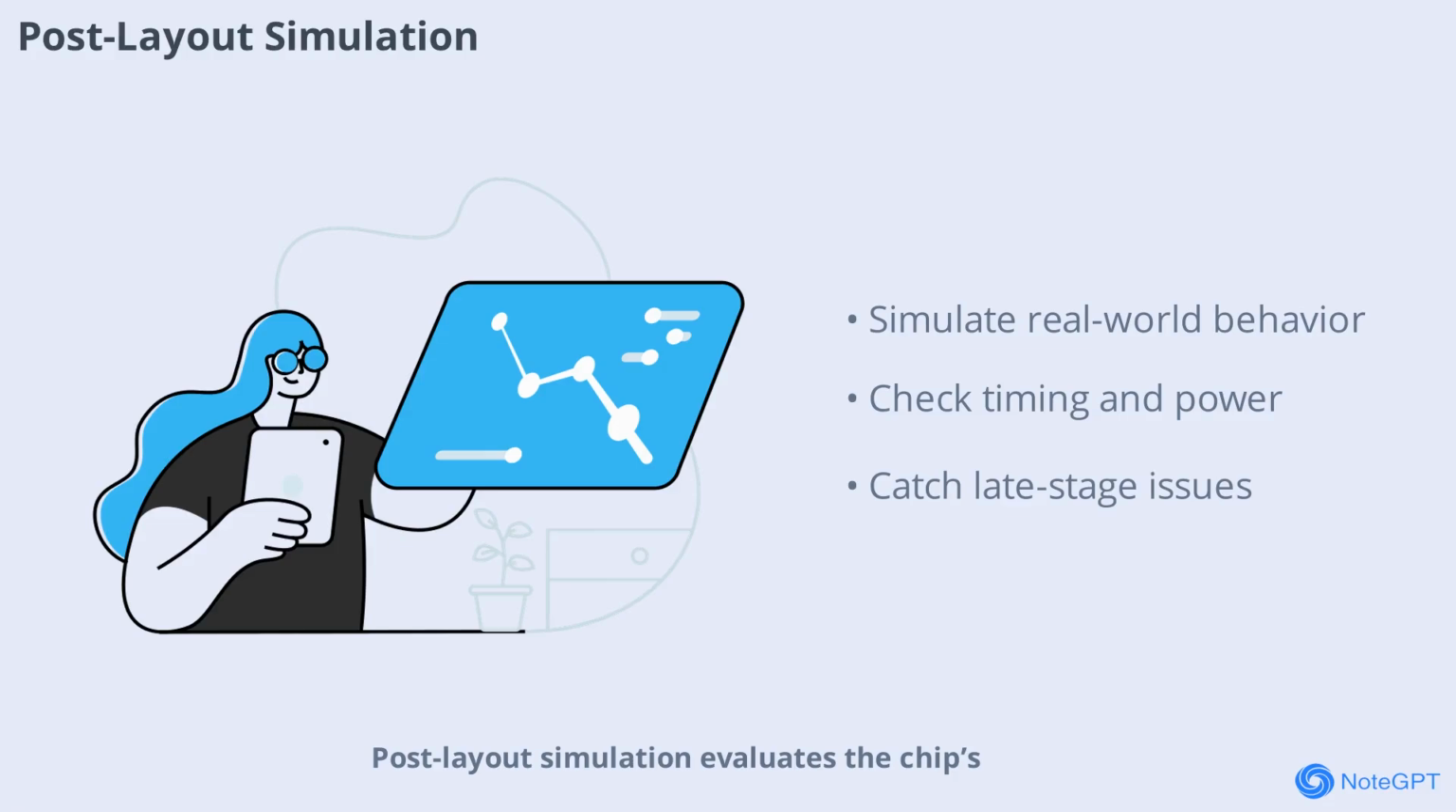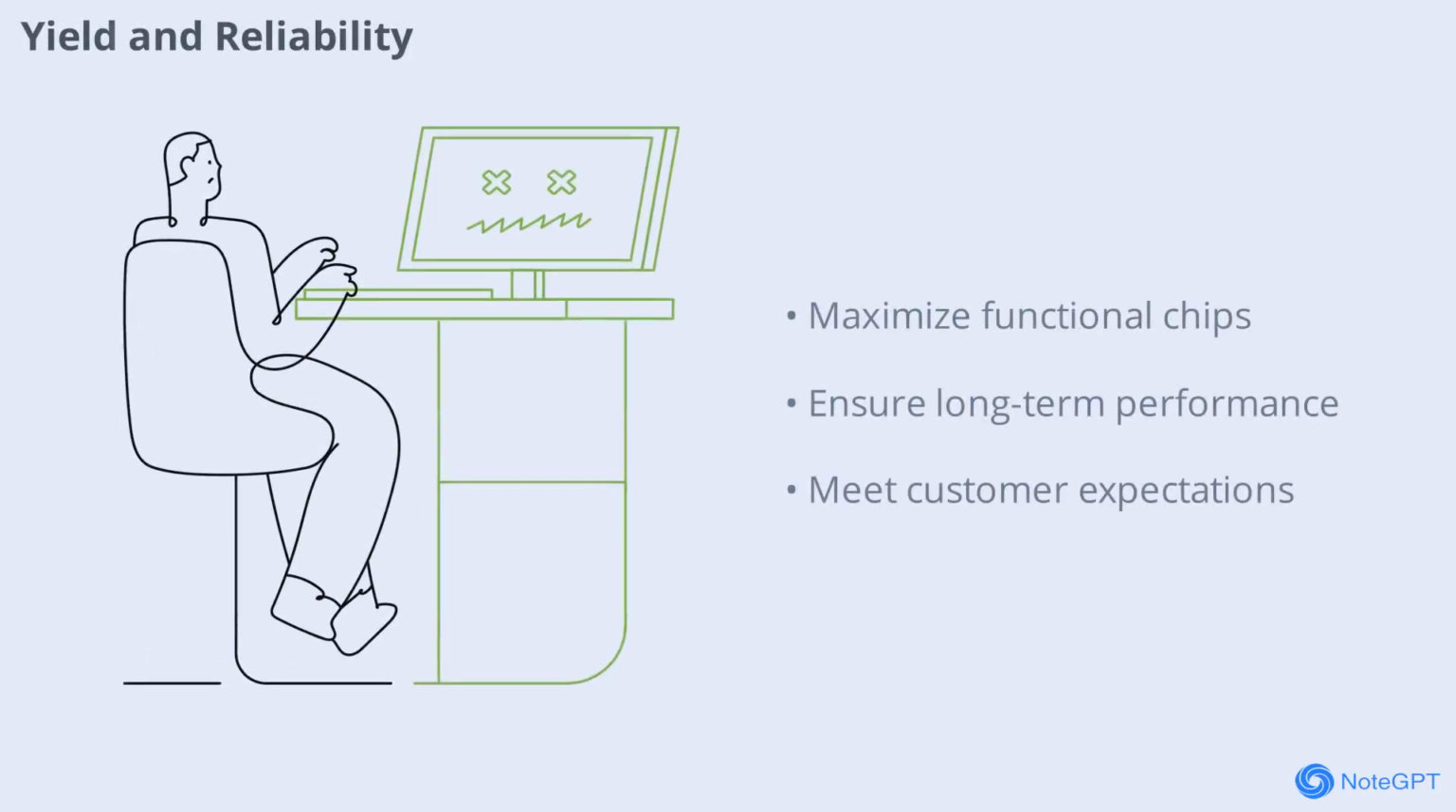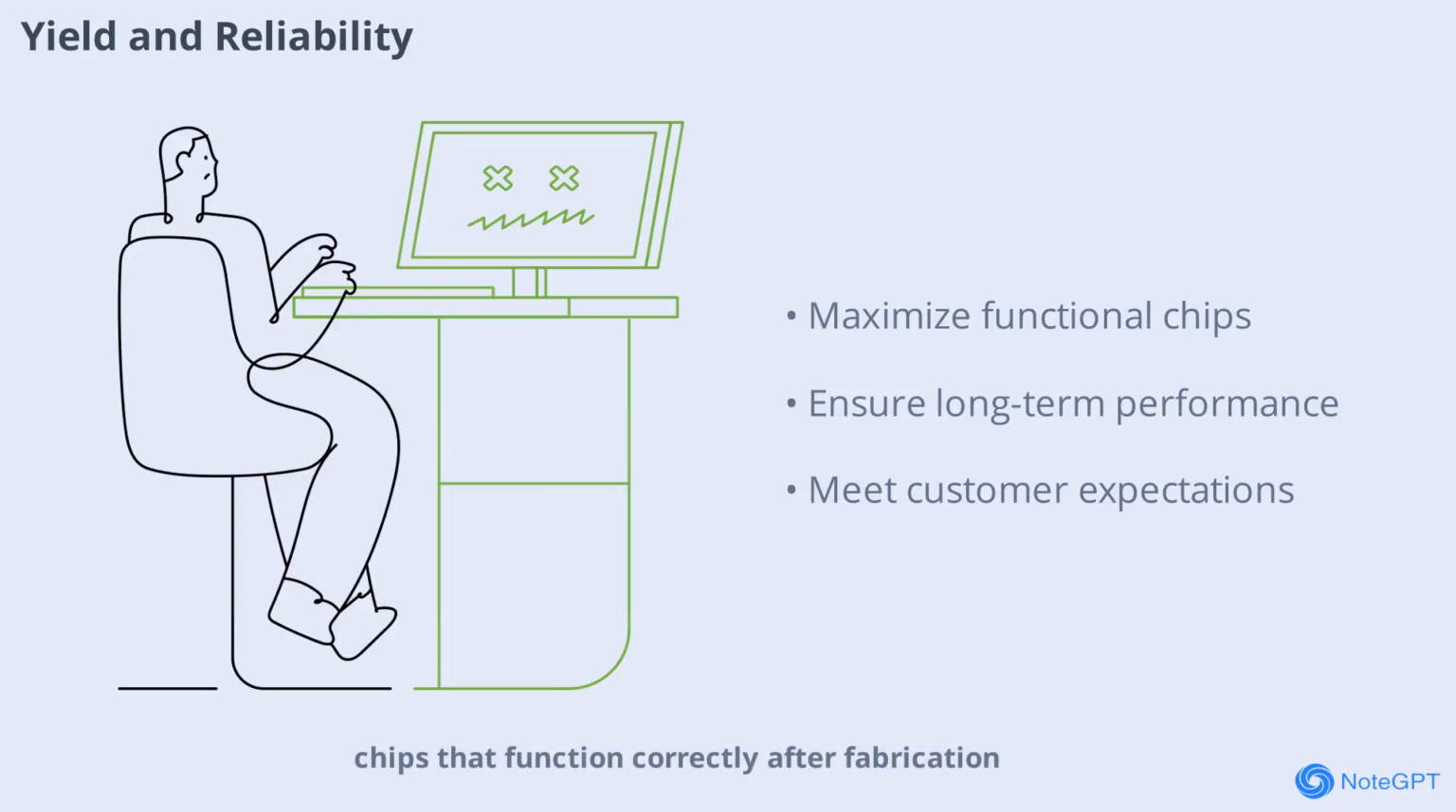Post-layout simulation evaluates the chip's performance after physical design is complete. This step uses extracted parasitics to simulate real-world behavior, checking for timing, power, and functional issues. Post-layout simulation helps designers catch problems that may not appear in earlier stages, ensuring the chip meets all requirements before fabrication.